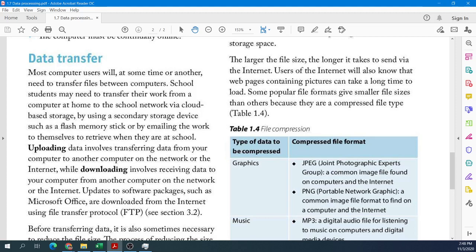Updates to software packages such as Microsoft Office are downloaded from the internet using File Transfer Protocol (FTP).